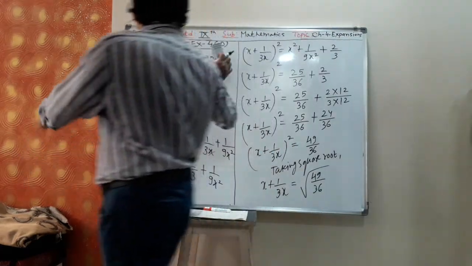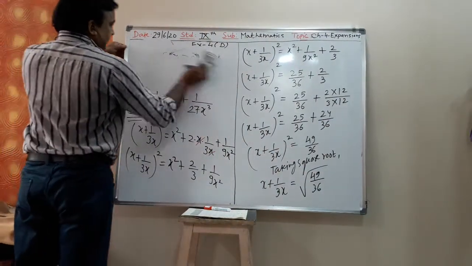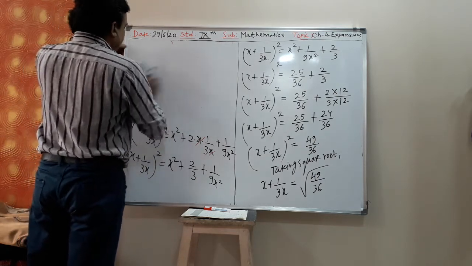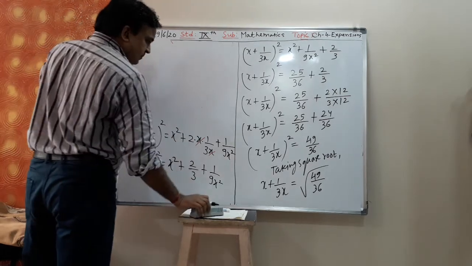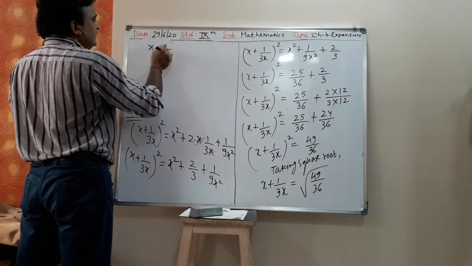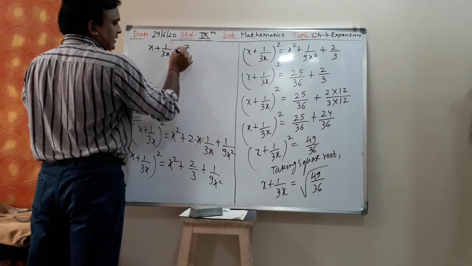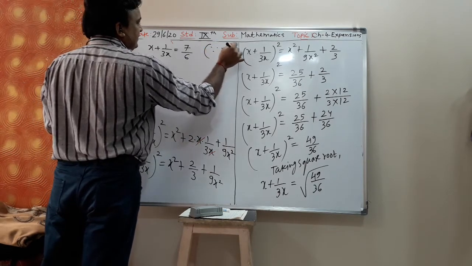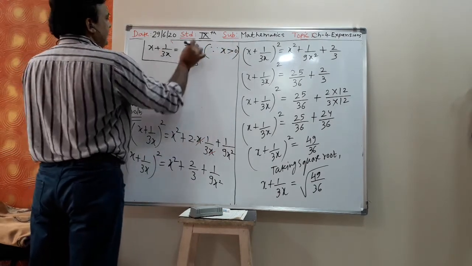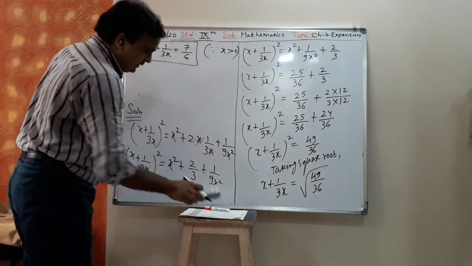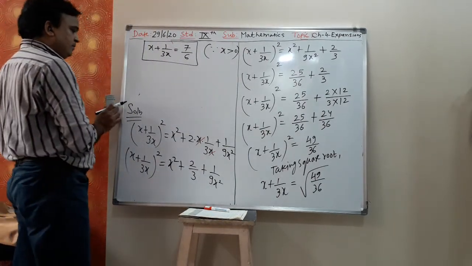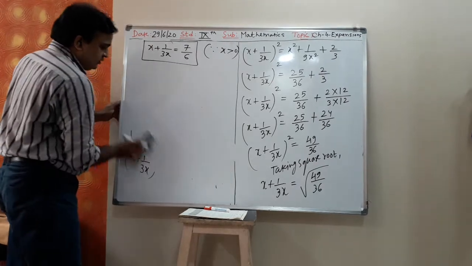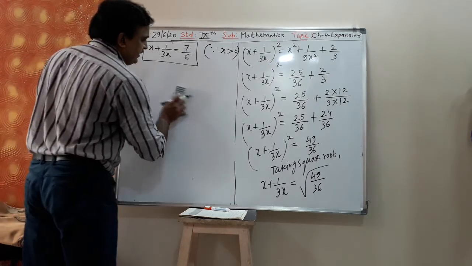So x plus 1 upon 3x, the condition is given that x is positive, so I will take the positive square root and not the negative square root. So x plus 1 upon 3x is 7 upon 6, and the reason is that x is positive. Out of plus minus, I have considered the plus sign because it is given that x is positive. If that condition is not given, then we take plus minus.